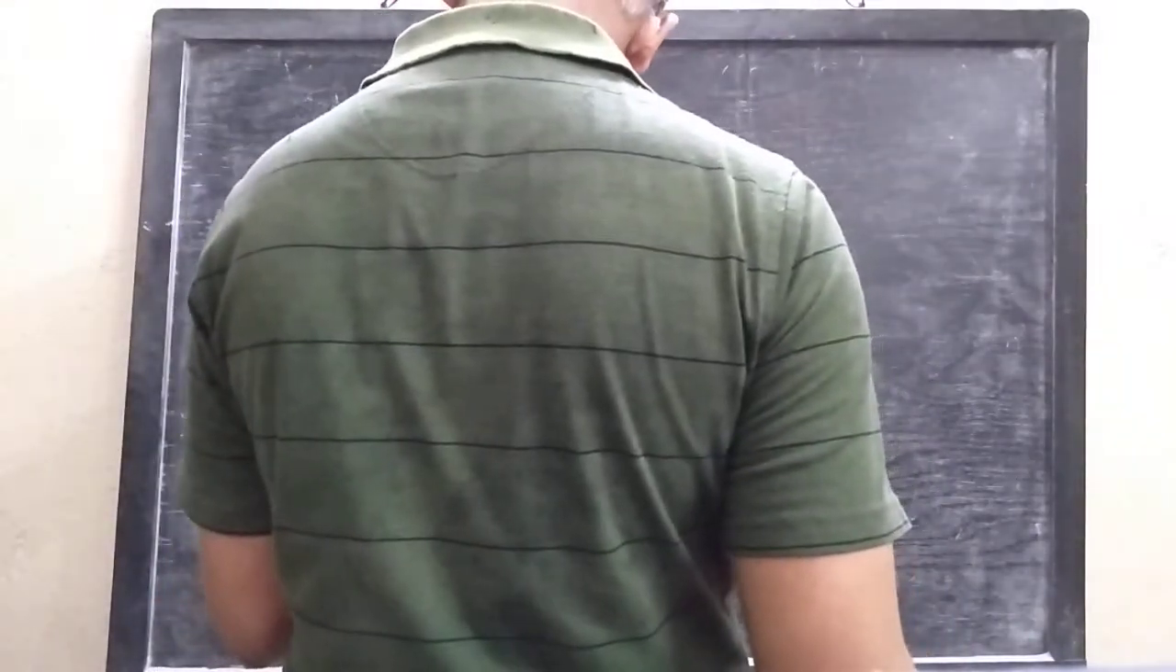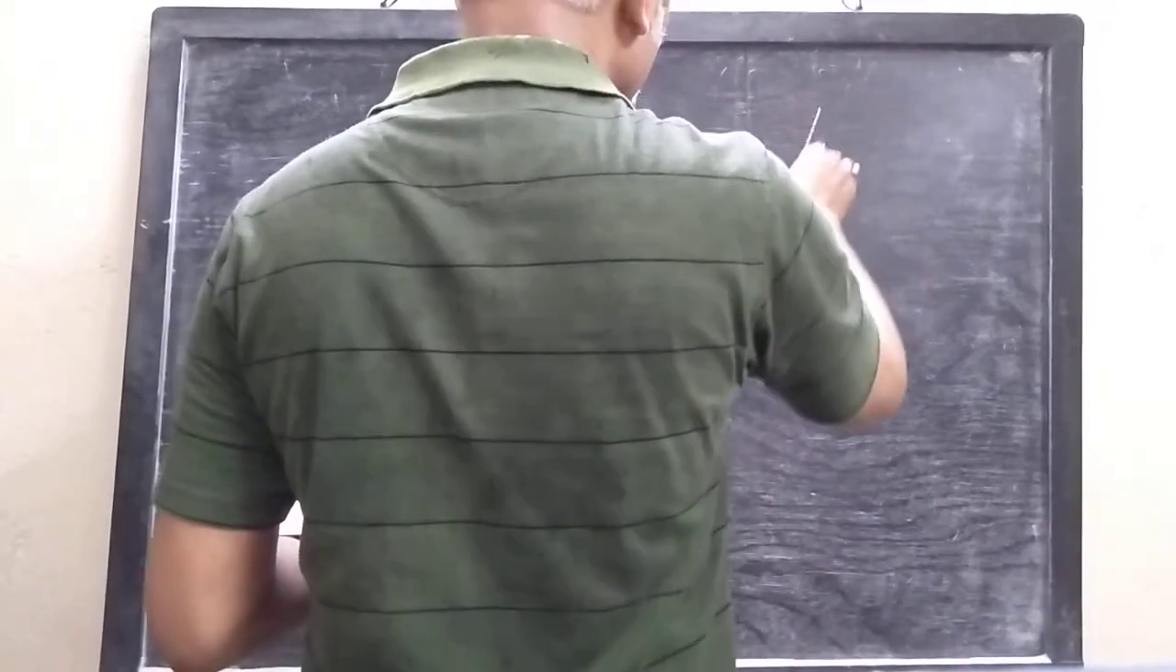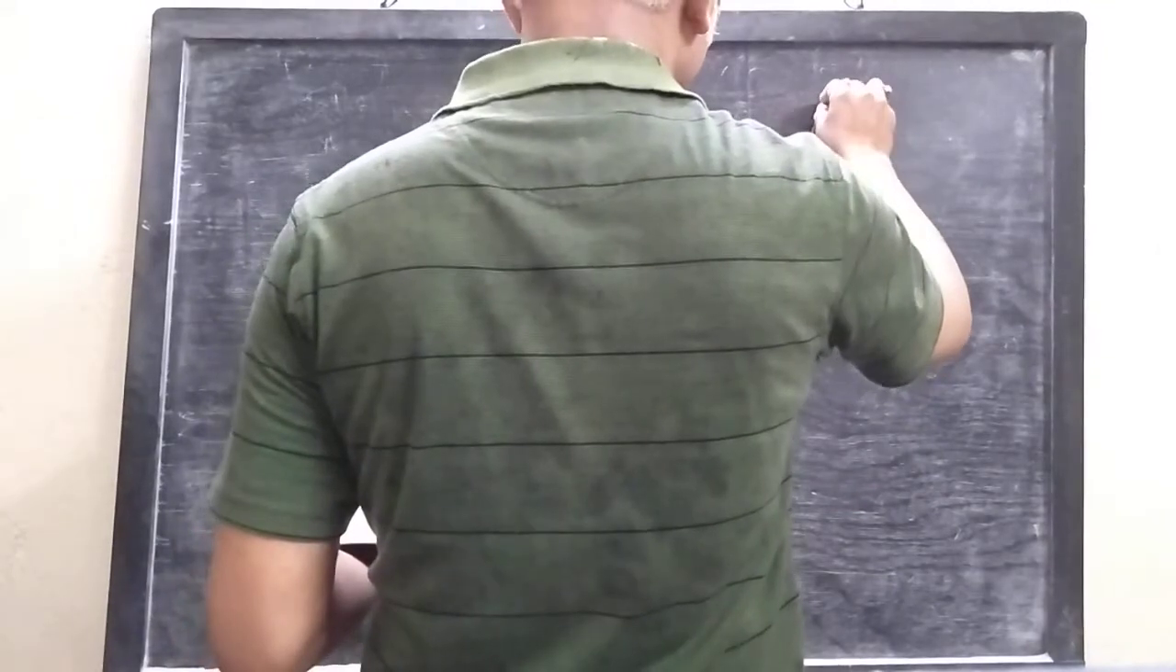Two sides of an isosceles triangle are given, and its third side passes through this point. Determine the equation of the third side. So obviously they are the equal sides.